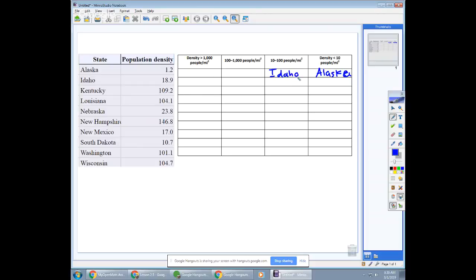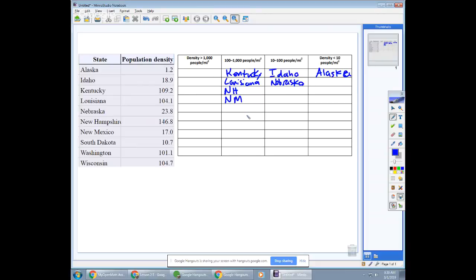Idaho. Kentucky, where does it go? 100 to 1,000? Yeah. Okay, so Kentucky. Louisiana goes in here. Nebraska's back here. New Hampshire is over here. I'm going to call that NH because I can't fit it. New Mexico is also over here. I'm going to call that NM.